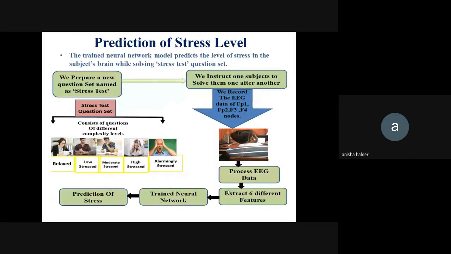How has the stress level been predicted? A new set of question papers has been prepared. Instruct the subject to solve them, process the EEG, and extract its different features. The features are sent to the trained neural network, and then the stress is predicted. Okay, fine.